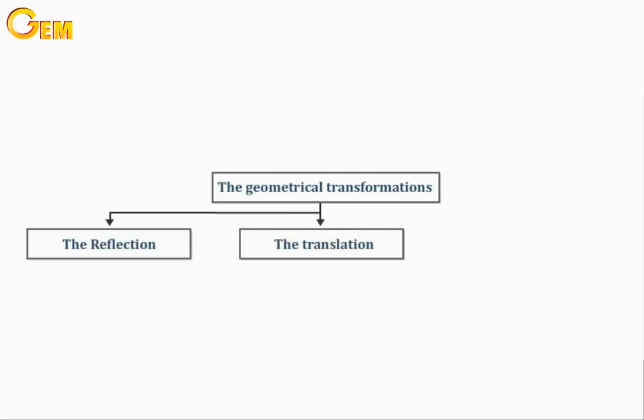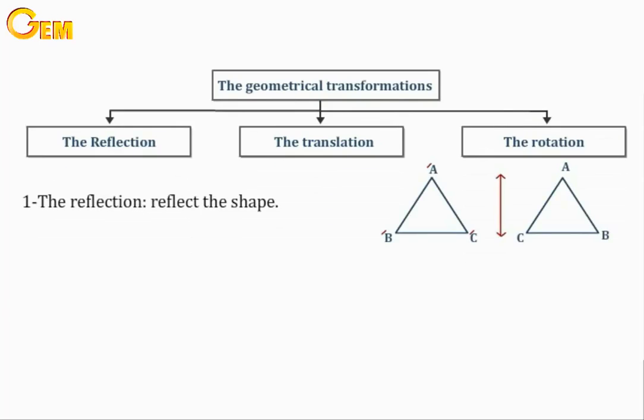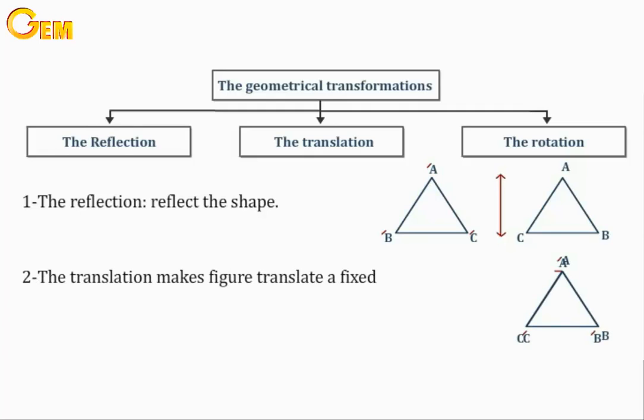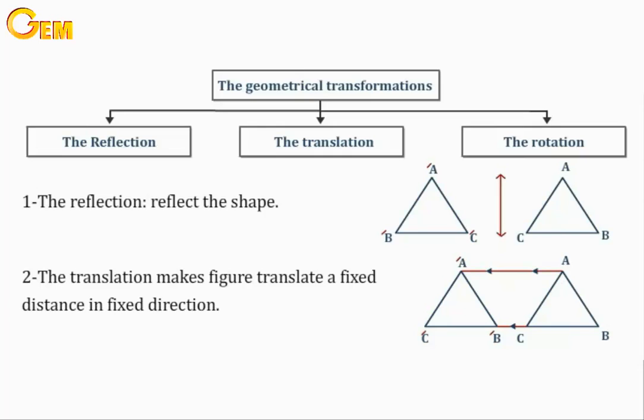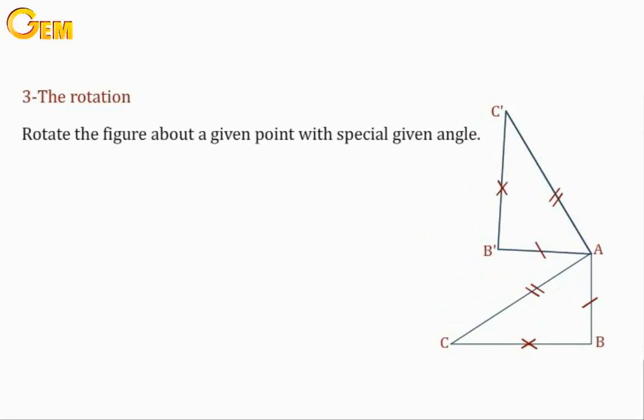The geometrical transformations. The geometrical transformations are classified into the reflection, the translation, and the rotation. Number 1. The reflection reflects the shape as shown in the figure. Number 2. The translation. It translates the figure a fixed distance in a fixed direction as shown in the figure. Number 3. The rotation. Rotate the figure around a given point with a special given angle.